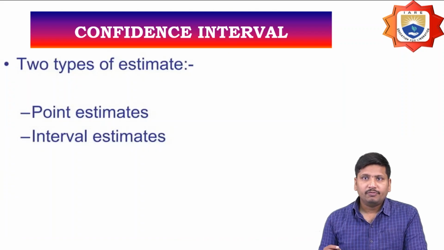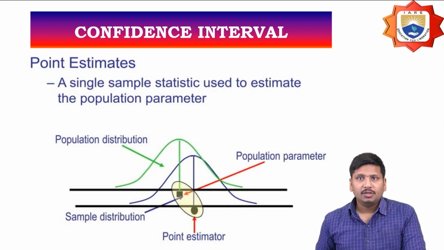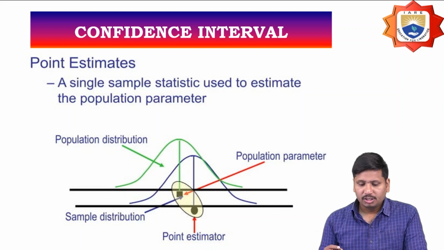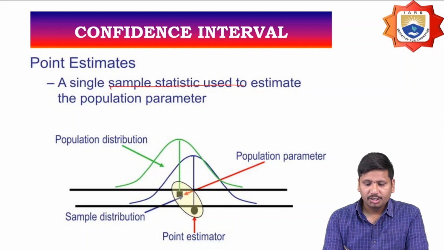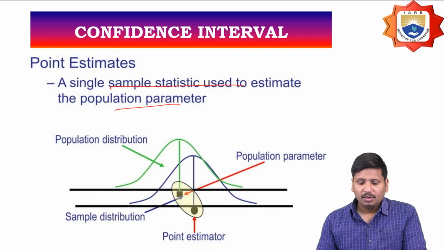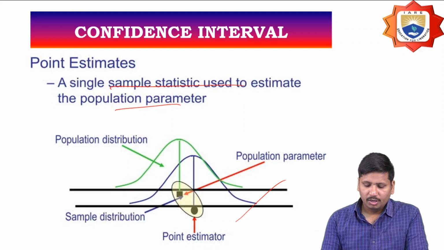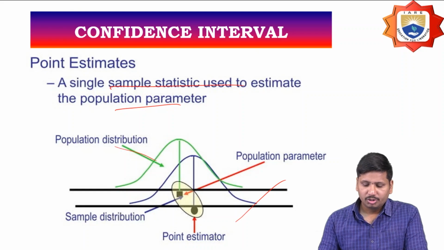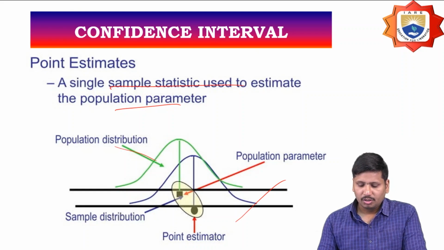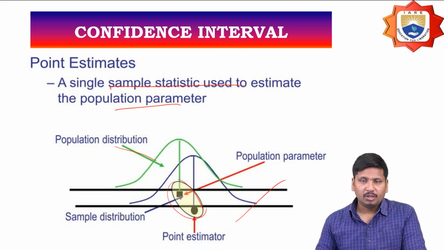What are the two types of estimates we are going to have? The first one is the point estimate, and then the interval estimate. What is a point estimate? A point estimate is simply a sample statistic that is used to estimate the population parameter. The graph of a point estimate looks like this. We have the population distribution curve with its population parameter and the sampling distribution curve, and in between them we have the point estimator. A simple statistic is normally used to estimate the population parameter.